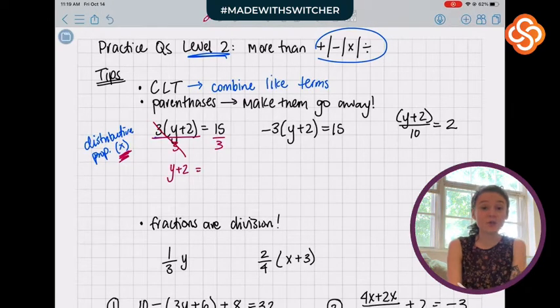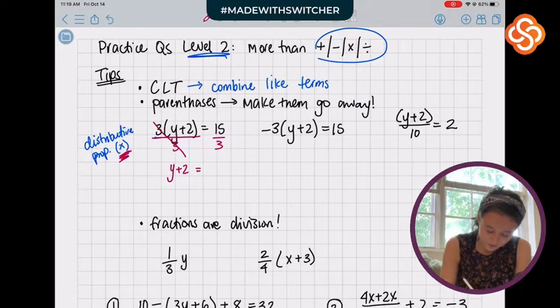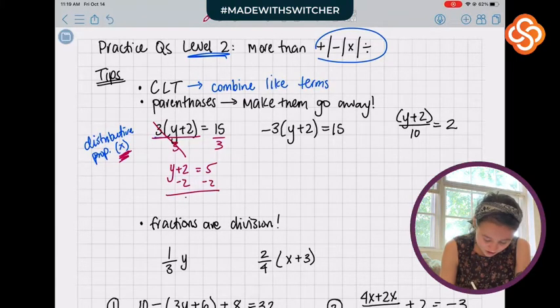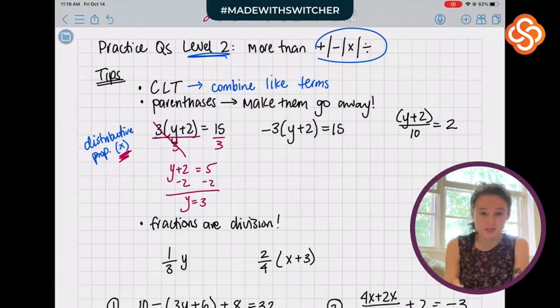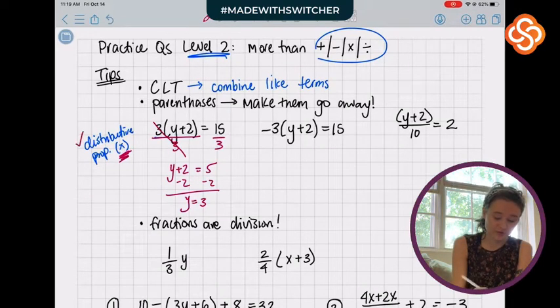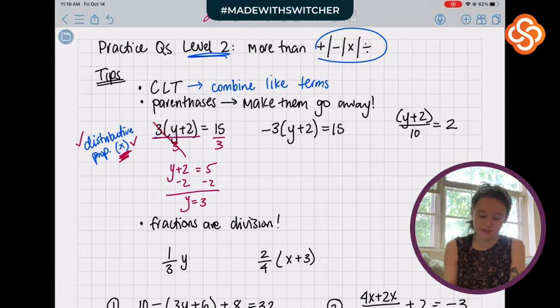Since it's the only thing left, right? There's nothing else there. The parentheses are just gone, like they're done doing their job. So 15 divided by 3 is 5. Now I have a simple equation to get y equals 3, which is the same exact answer. So there's 2 different ways. You could do distributive property, or you can just do the opposite of multiplication. I just put the same one here.